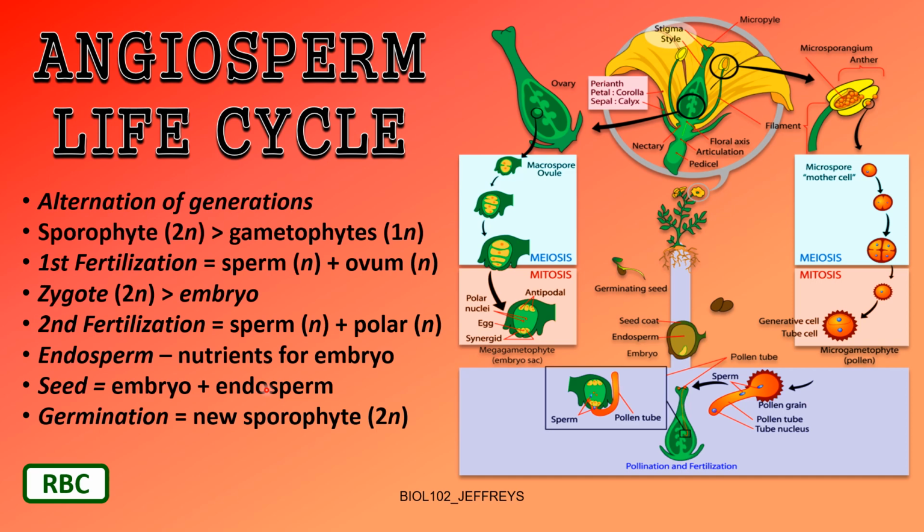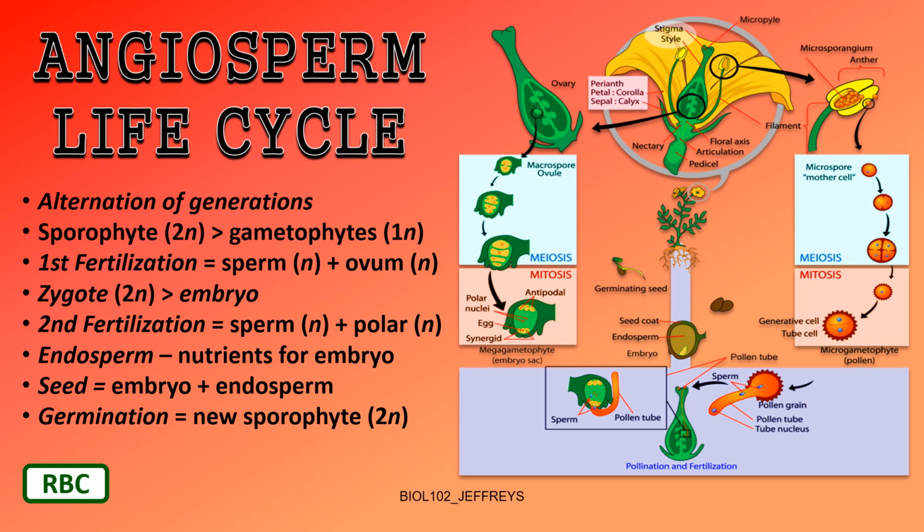And in angiosperms, you get the seed coat, little hard shell that forms around the seed that protects it for many, many years. And when that seed germinates, you get the new sporophyte, and you're back to 2n. All right?